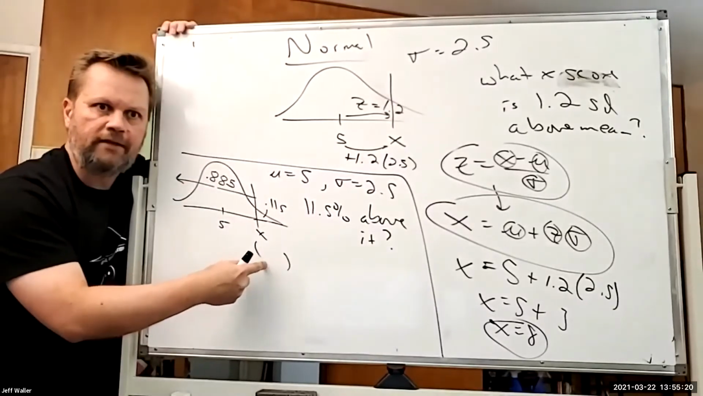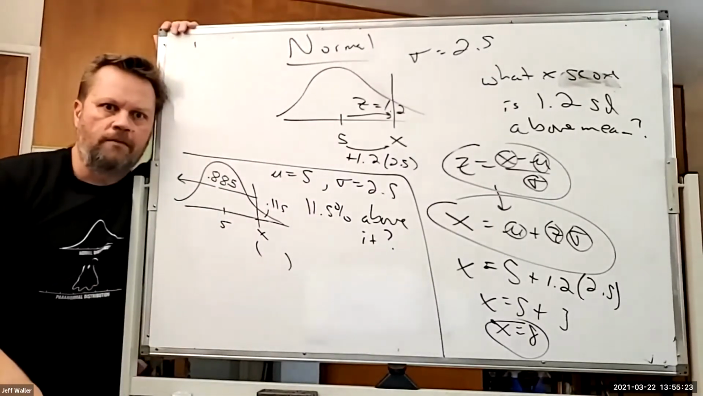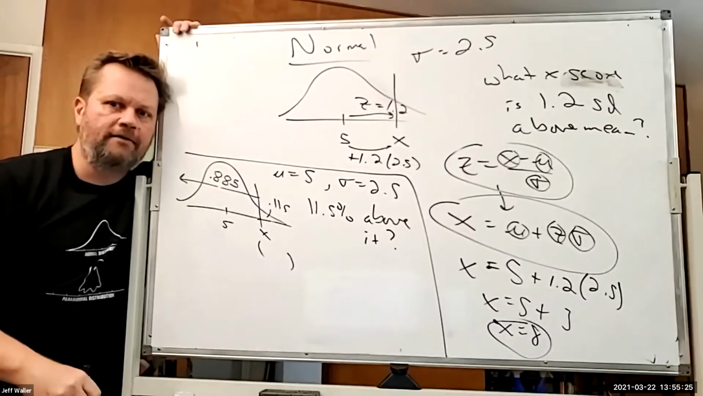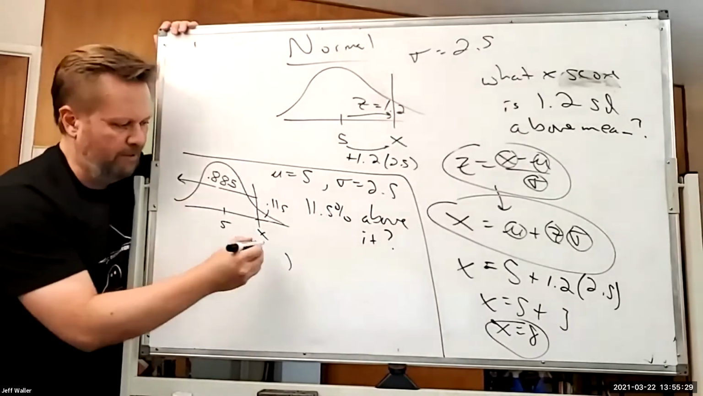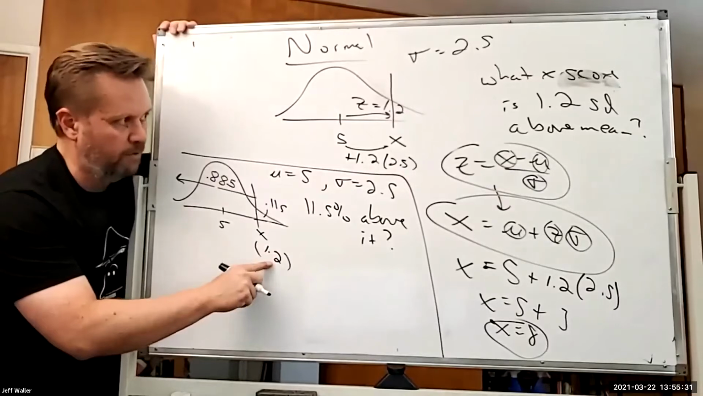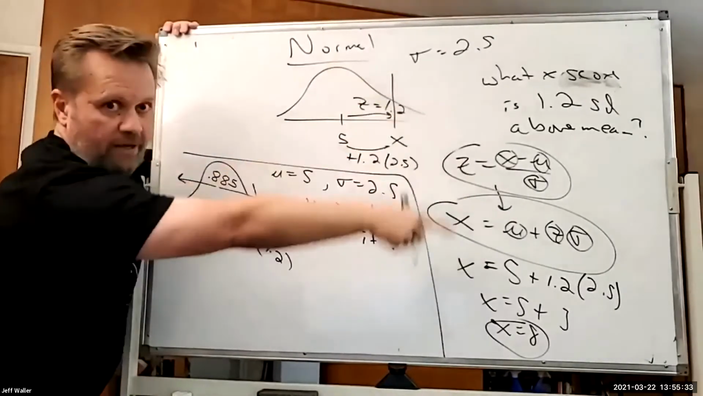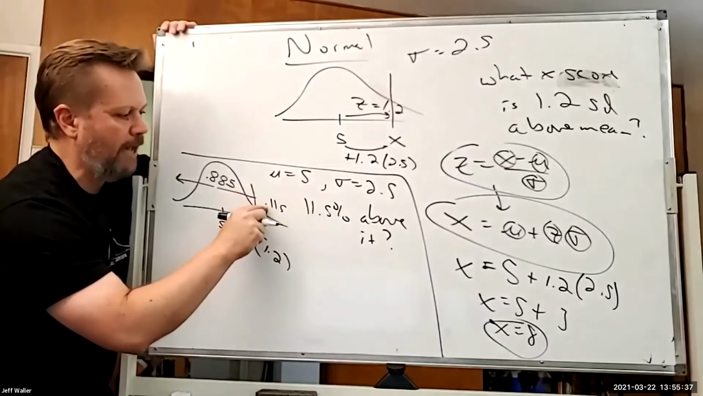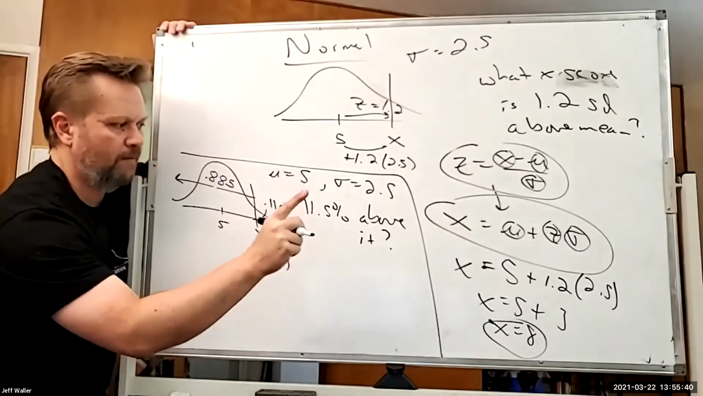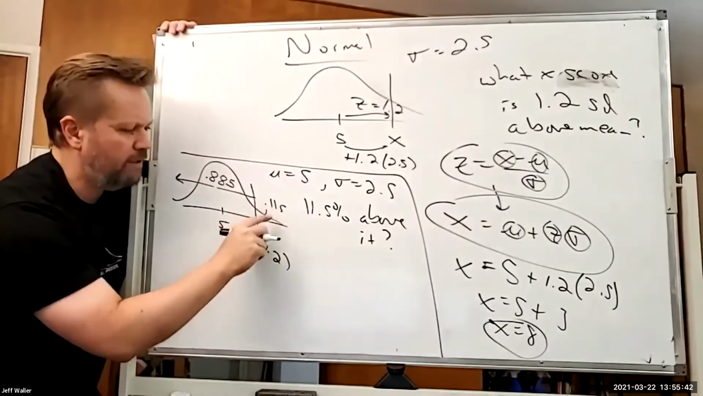Can anybody find that? Yeah, the closest area should be .8849. That's pretty much exactly 1.2. And then what do I do? Exactly what we did over there, right? So telling me an area adds one step. I'm like, oh man, why didn't you just give me the z-score?